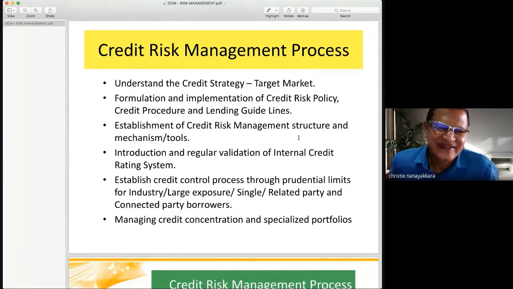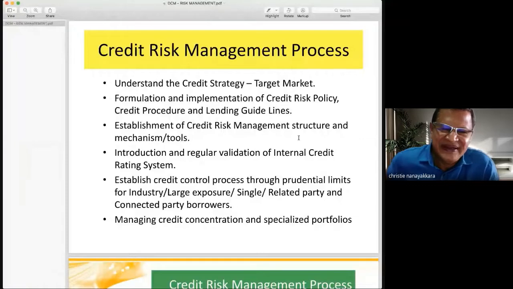They will also be involved in the formulation of the credit procedure manual. They will also publish lending guidelines. So these are three very important documents. The credit risk policy is a policy approved by the board of directors. In that, they will identify the market, the target market. Then in the procedure manual, they will tell you how you process. The entire credit process will be completely described under this procedure manual.